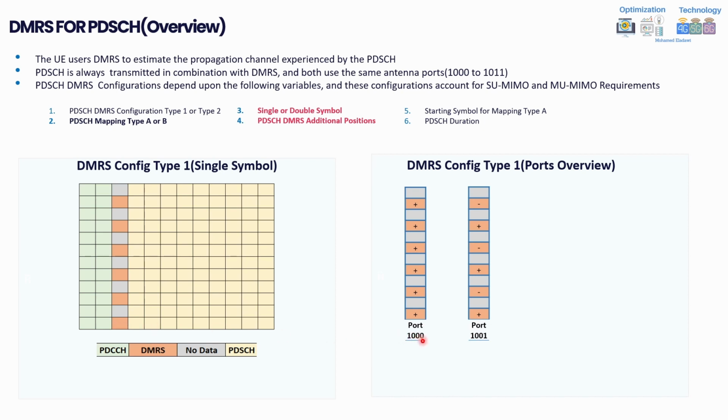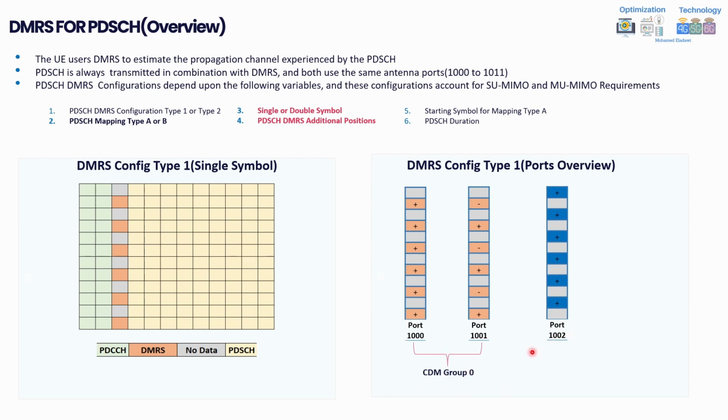And also we can assume, for example, two users, each using one port, port 1000 and port 1001. Both use different ports, but with code division, or CDM, within the same resource element. Okay, this is the first part. And as a continuation, because this is very important, this is called CDM group 0.